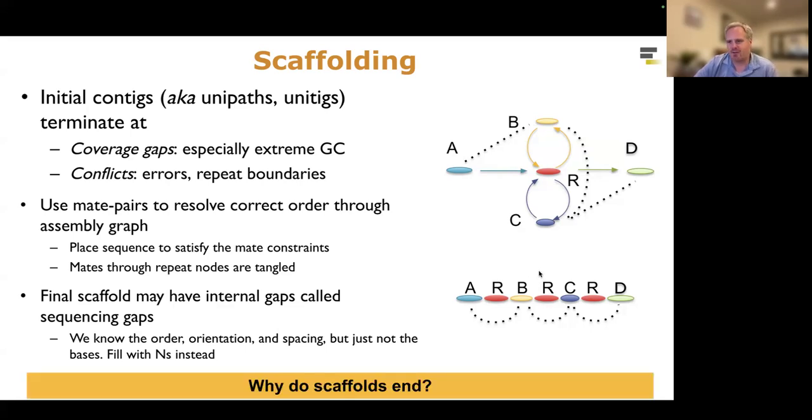Okay, so why do scaffolds end? It's the same reasons that contigs end, right? There could be a lack of coverage. There could be residual heterozygosity. There could be errors, or maybe we just got lucky and biologically were able to reach the end of the chromosome. That's the best case scenario. Although, things like repeats and errors and heterozygosity are by far more common causes of gaps along the way inside of a scaffold.